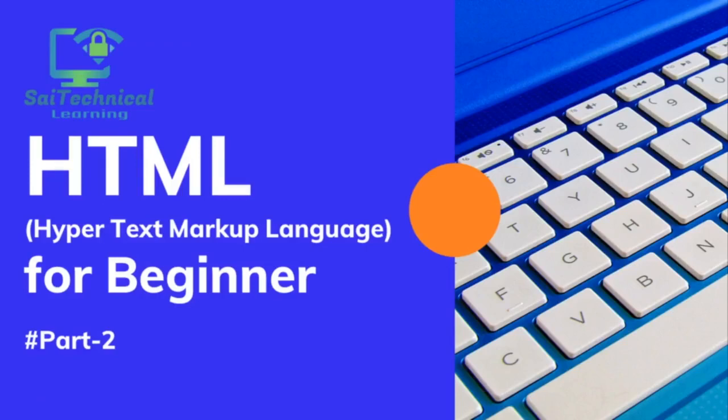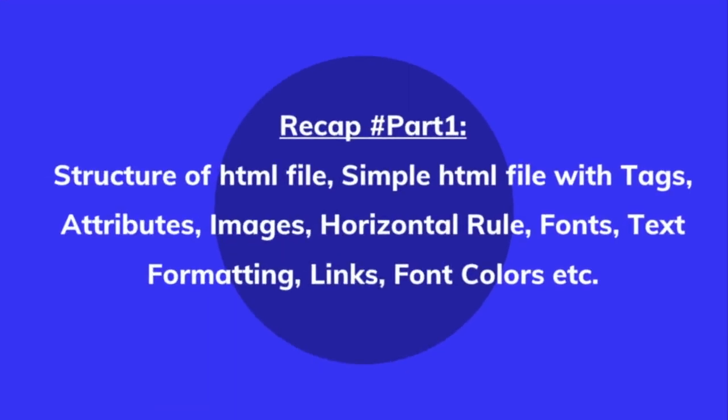So let's start with part 2 of HTML for beginners. In part 1 we discussed the structure of a simple HTML file with tags and attributes, how to add images, horizontal rules, fonts, text formatting, links and font colors.